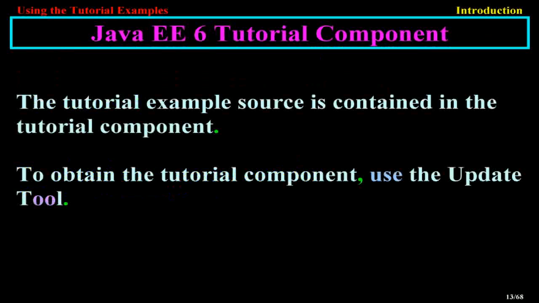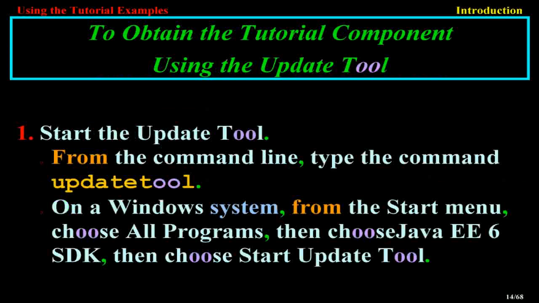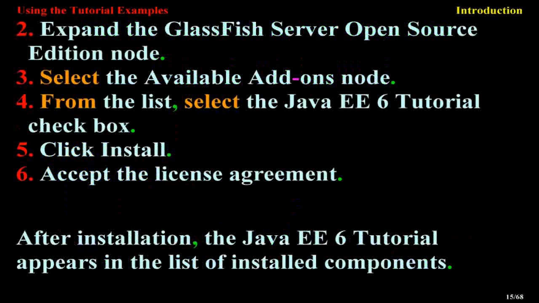Java EE 6 tutorial component. The tutorial example source is contained in the tutorial component. To obtain the tutorial component, use the update tool. To obtain the tutorial component using the update tool, start the update tool. From the command line, type the command updatetool. On a Windows system, from the Start menu, choose All Programs, then choose Java EE 6 SDK, then choose Start Update Tool. Expand the GlassFish Server Open Source Edition node.